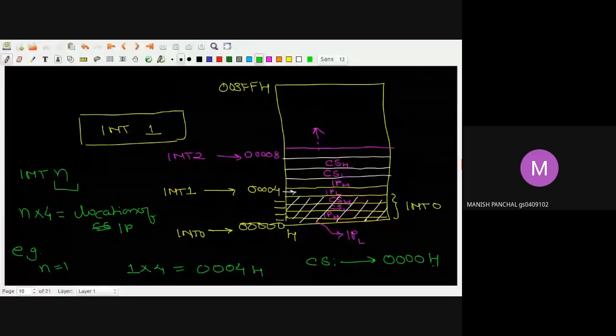Okay. So I'm giving you one question. You have to solve this question right now. For example, I am talking about INT4. Just compute the value of this INT4. What will be the value of INT4? From where will INT4 start? Just write down on the chat box.